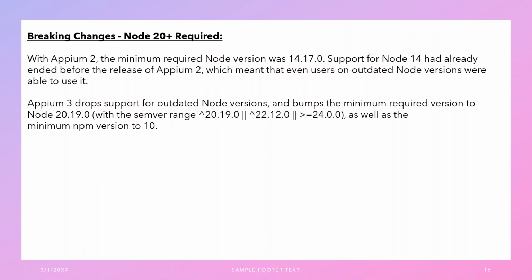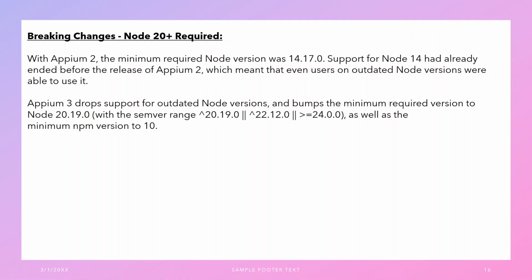So coming to Appium 3, it drops support for outdated Node versions and bumps the minimum required version to Node 20.19.0. So make sure that whenever you are upgrading your Appium version to Appium 3, the Node version should be 20.19.0 minimum. This is the required version.